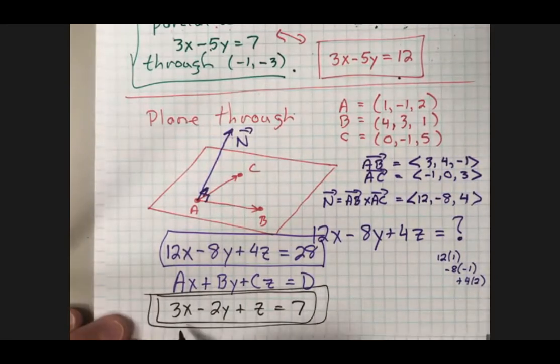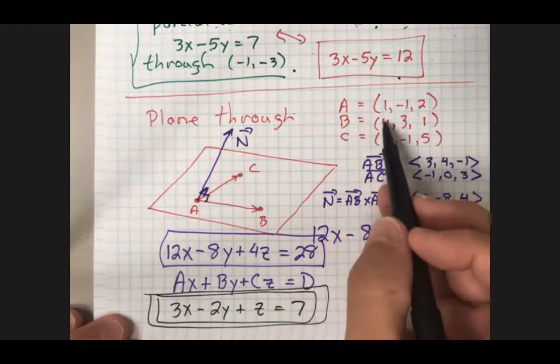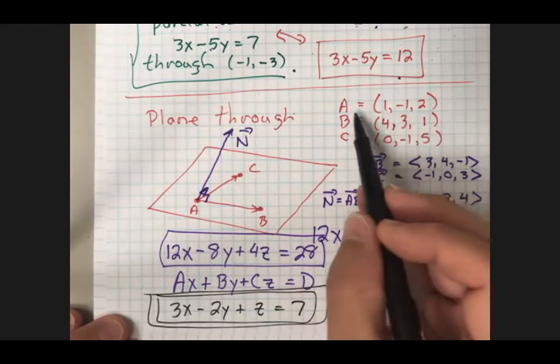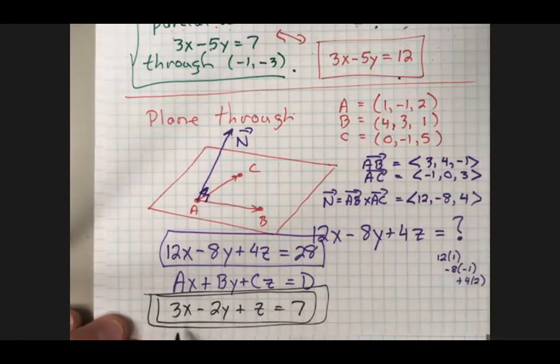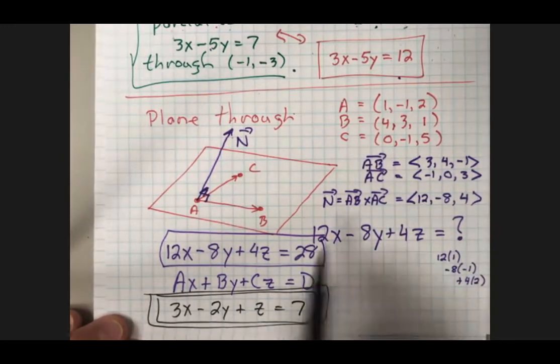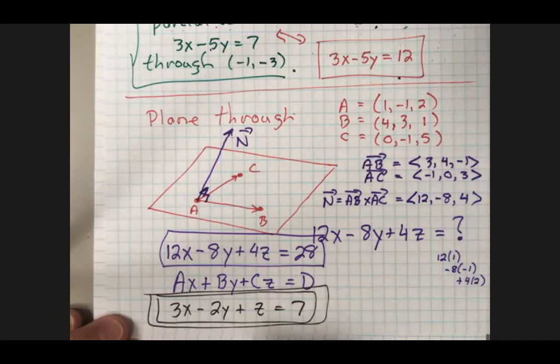Now, how do I know I'm right? Well, I can't lie to you. I got to fit the points A, B, and C, right? So I try these points A, B, and C. 2 points determine a line, 3 points determine a plane. So if these 3 points fit, I'm right. So here I have 3 plus 2 plus 2, plugging in A. 3 plus 2 plus 2 is 7.